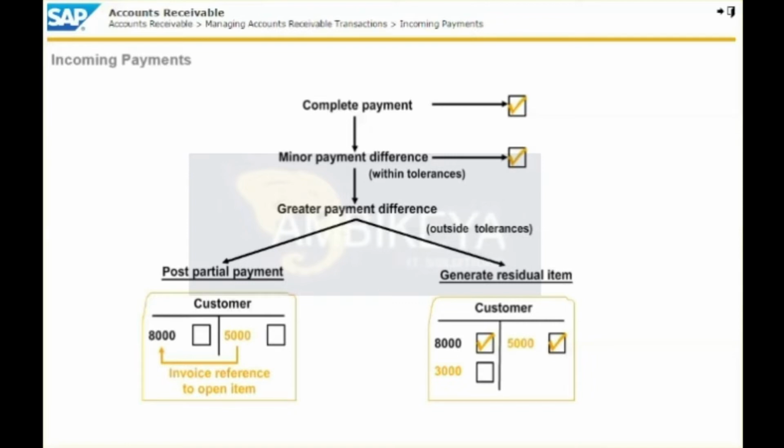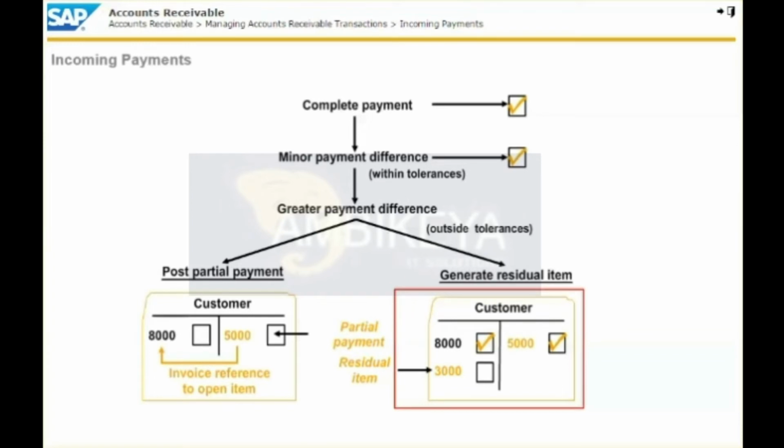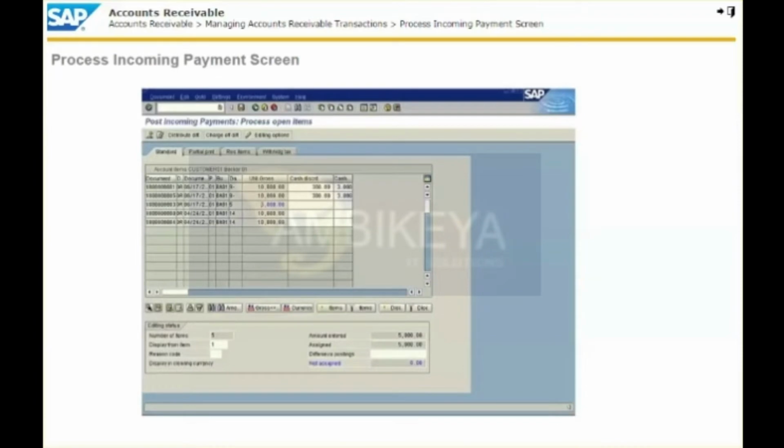The two methods of posting payment differences are partial payment. The item being short paid does not clear. A new open item in the amount of the payment is created on the credit side. This credit entry shows up right above the open item being paid and it references the open item being short paid. Residual item. The open invoice is cleared and a new open item, that is residual item, in the amount of the payment difference is created. This figure shows the Process Incoming Payment screen.